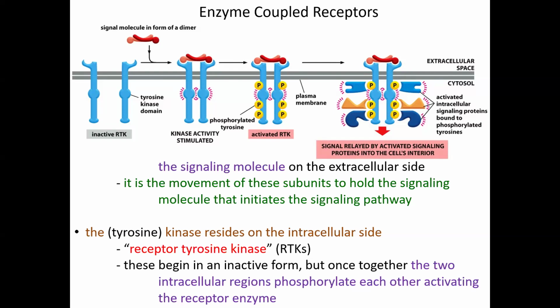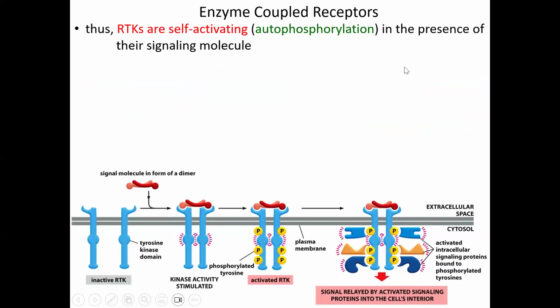Then we can activate the receptor. So the receptor begins in an inactive form because the signaling molecule was not present. But once these two receptor halves are bridged together, then we get one half of the receptor activating the other through phosphorylation. So we actually call this autophosphorylation. Auto meaning self, and phosphorylation meaning phosphorylation. So these receptor tyrosine kinases are self-activating in the presence of their primary messenger.